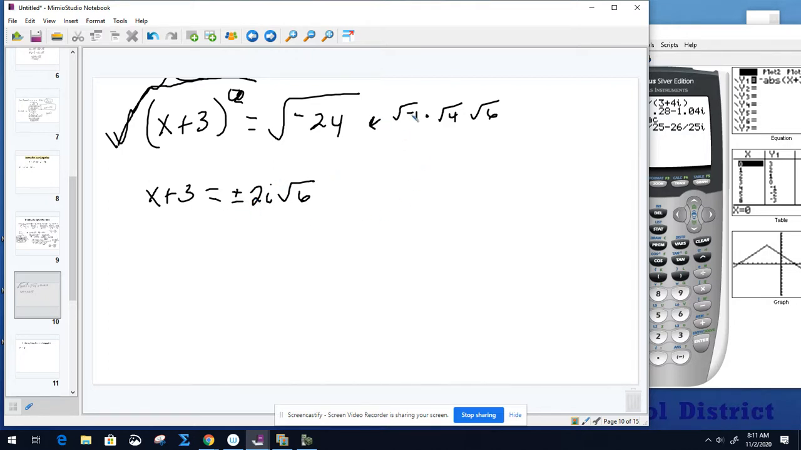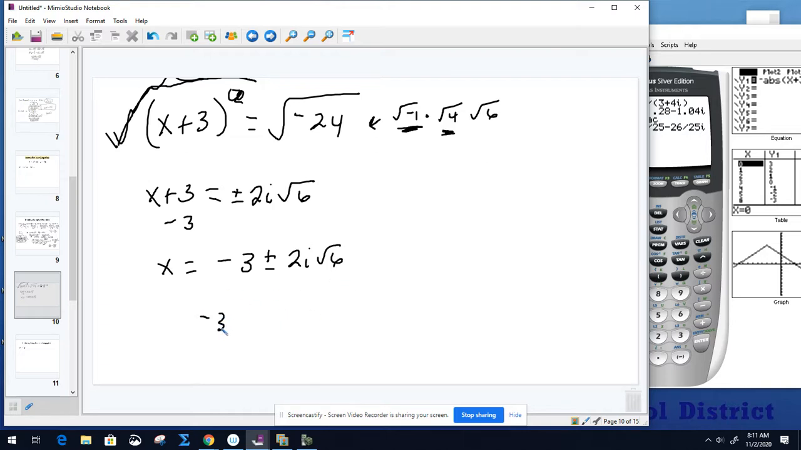So where'd the 2 come from? That came from this 4. Where'd the i come from? That's the negative 1 underneath the radical. And then square root of 6 doesn't have a perfect square factor, so I can't simplify that. And then now, solving for x, I just put a minus 3. So it'd be x equals negative 3 plus or minus 2i square root 6. And this would give me my two answers.